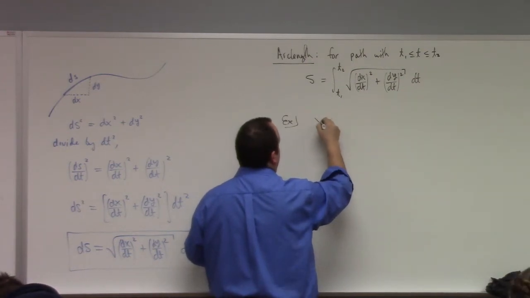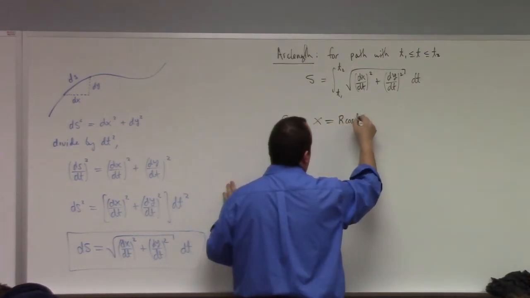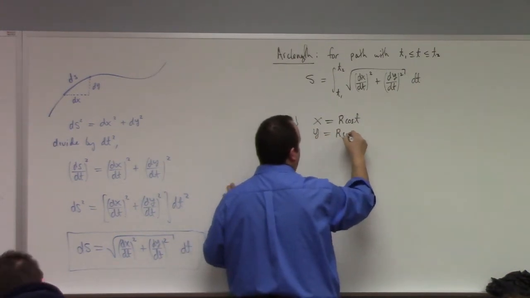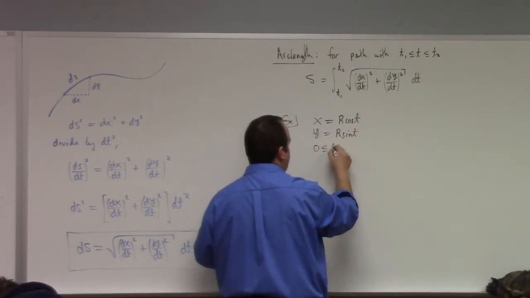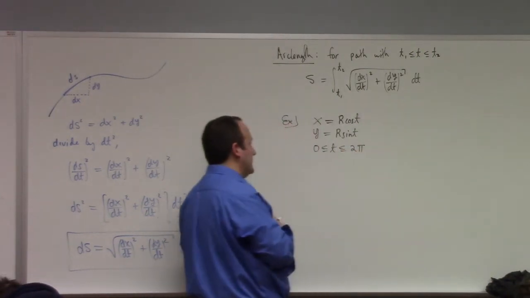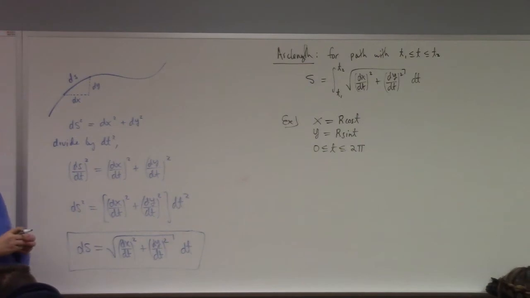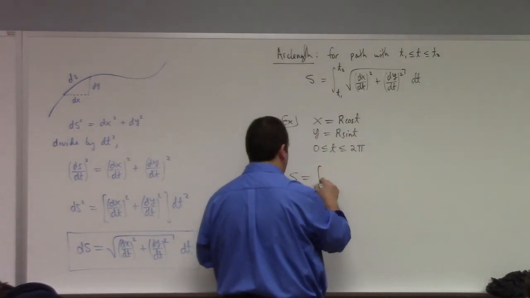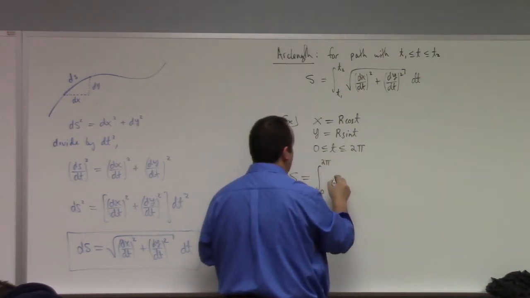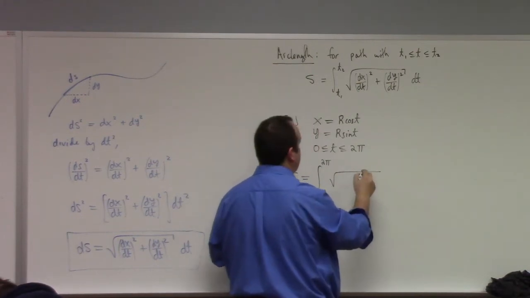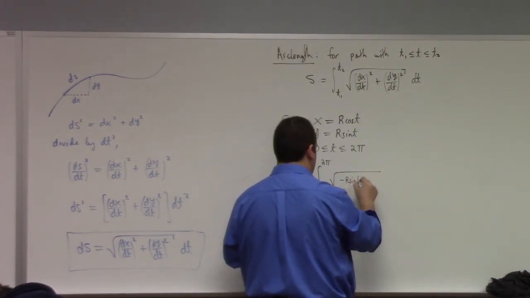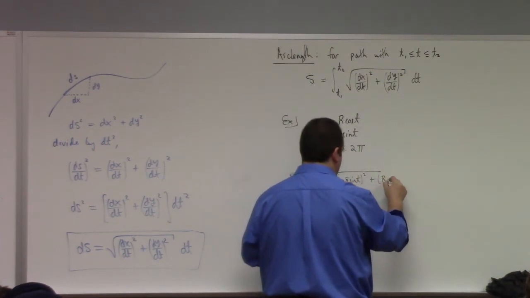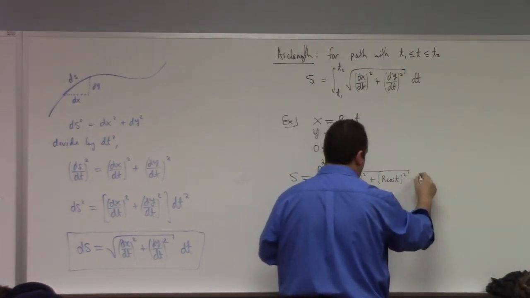So I could look at the x equals r cosine t, y equals r sine t path for, say, 0 less than or equal to t less than or equal to 2 pi. This is somewhat famous. We have talked a fair amount about this already. This is a circle with radius r, right? So let's calculate the arc length for a circle. So S is the integral from 0 to 2 pi of the square root of what? Minus r sine t quantity squared plus r cosine t quantity squared, dt.